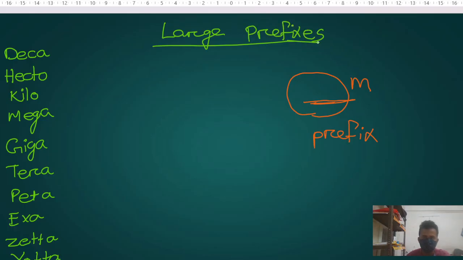For deca, the symbol used is capital D. For hecto, capital H. For kilo, capital K. For mega, capital M. Then giga, tera, peta, exa, zetta, and yotta.